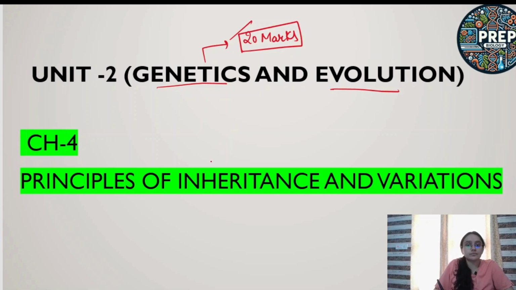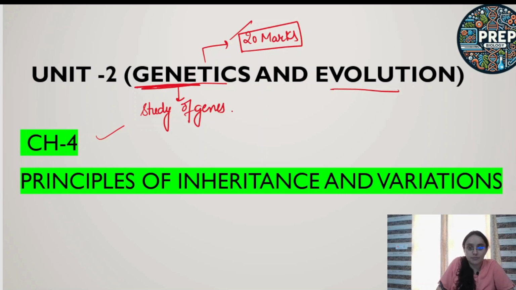Okay, so in this lecture we are going to discuss chapter number 4, that is principles of inheritance and variations, and discuss the first topic of this chapter, that is Mendel's experiment. So what do you mean by genetics first? Genetics is the study of genes, the genetic makeup, or heredity. That science is called genetics.